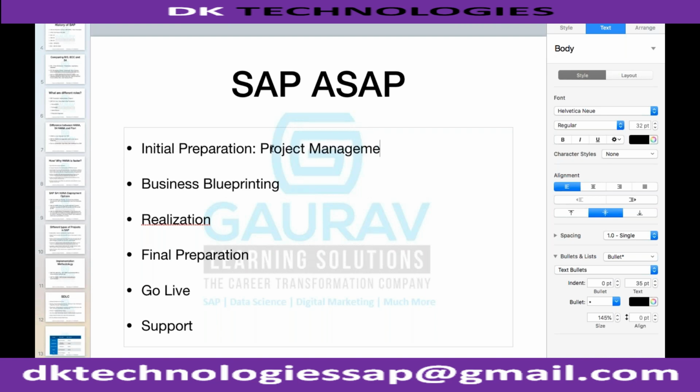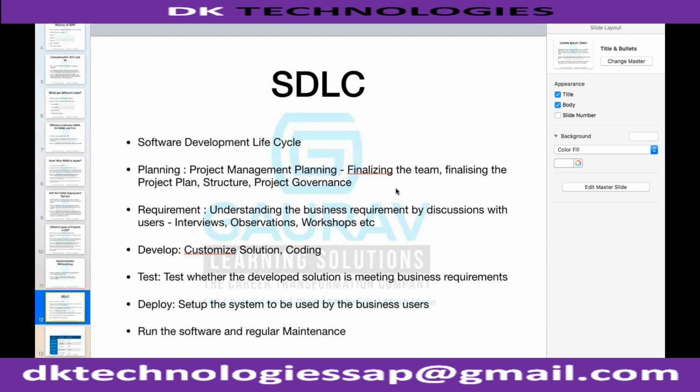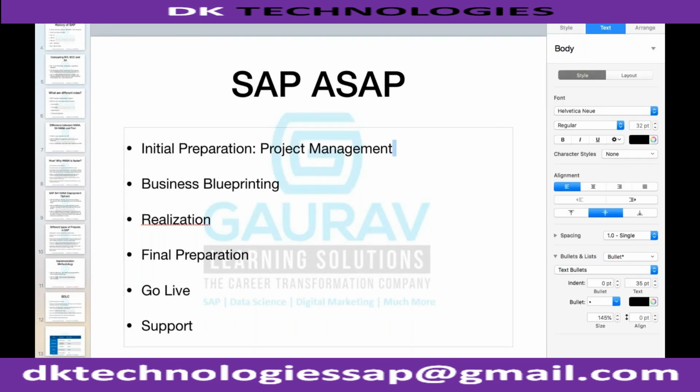So initial preparation, these are all project management related activities. I don't need to enter any details. I think if you want the details, you can go to SDLC and you can see what exactly are the activities that are done during the preparation phase. So finalizing the team, finalizing the project structure, creating a project management plan, all those activities are done during the prepare phase. Normally in the initial preparation phase, there is not much activity from the consultants. It is totally done by the project managers. Consultant activity starts with the business blueprinting.